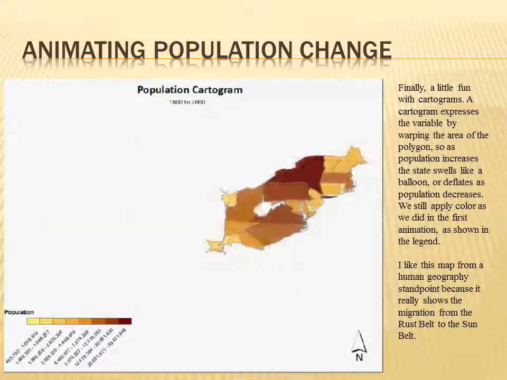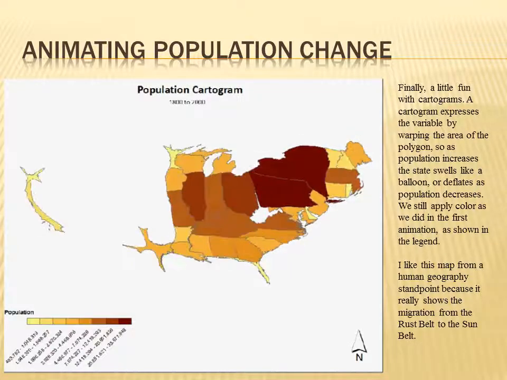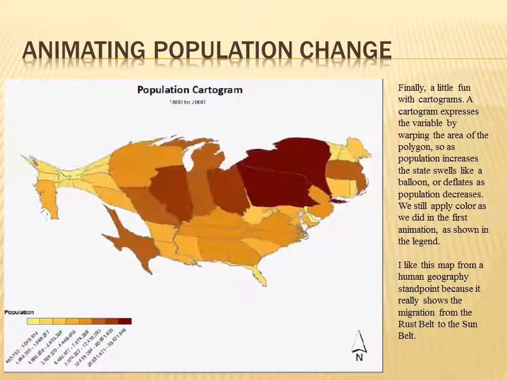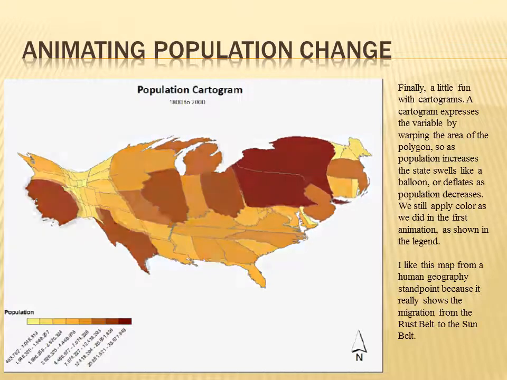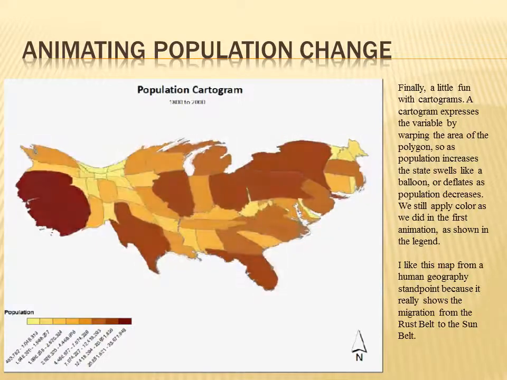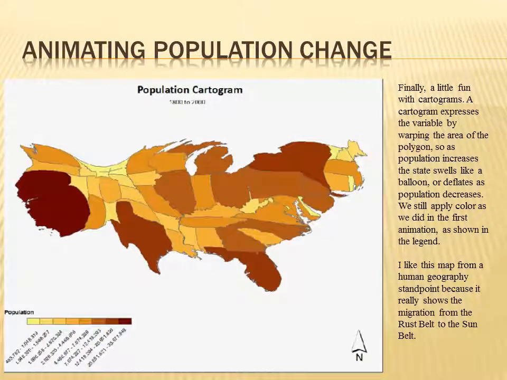Finally, a little fun with cartograms. A cartogram expresses the variable by warping the area of the polygon, so as population increases, the state swells like a balloon, or deflates as population decreases. We still apply color as we did in the first animation, as shown in the legend. I like this map from a human geography standpoint because it really shows the migration from the Rust Belt to the Sun Belt.